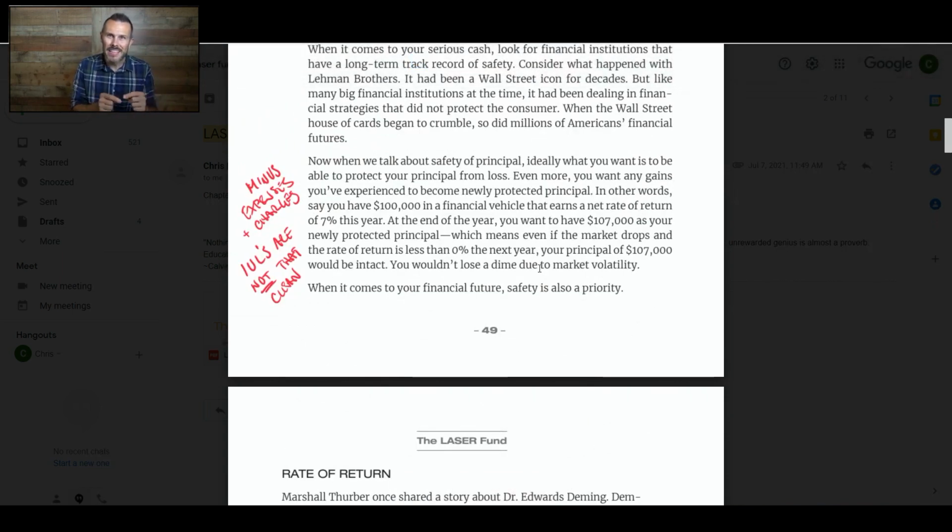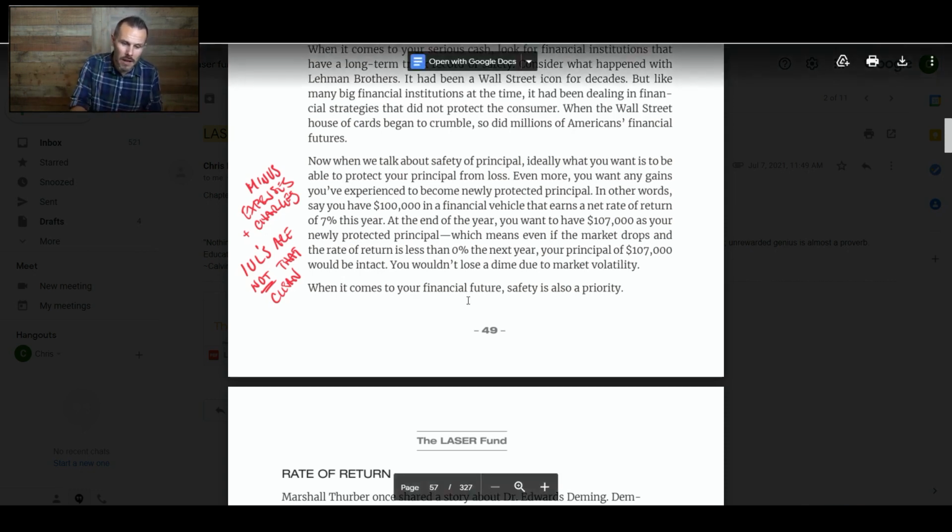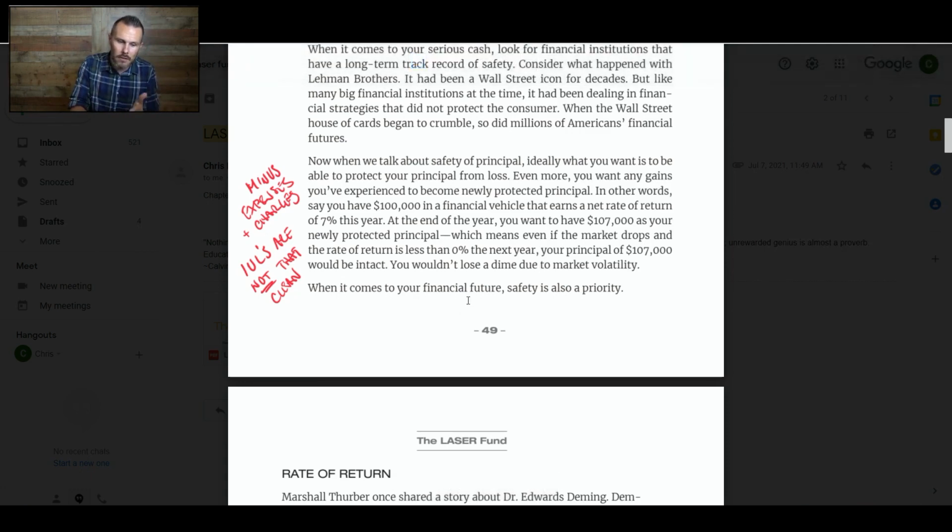He talks about later that these are like the most liquid vehicles that exist, but that's just not accurate at all, because when you design these the way that I've seen him design them, you're not extremely liquid. In fact, you don't have a lot of access to that capital. And what he's talking about here with 100,000 in the market going up 7%, you're not participating in all that 7%.